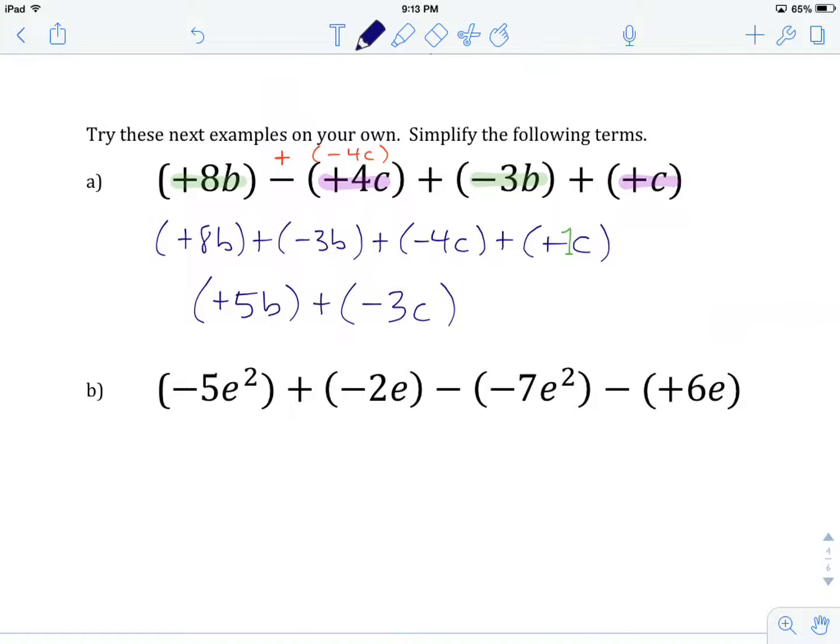Let's try one more. You guys try example B, so hit pause here in the video. Give this one a try. When you've got an answer, come on back, and we'll see how you did. Okay, let's get a look.